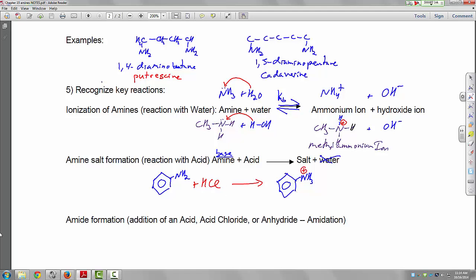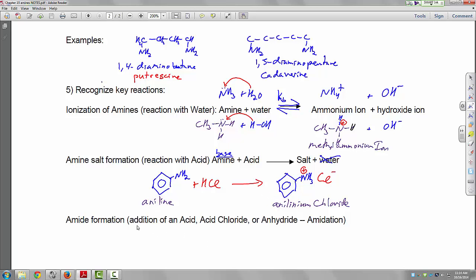The chloride ion is a counter ion, right? So if you remember, methylamine becomes methylammonium. We got this IUM ending. Aniline becomes anilinium, we have this IUM ending, anilinium chloride. The main thing here is an amine plus an acid will give you a salt, this anilinium chloride.